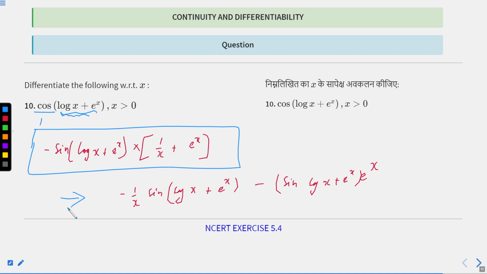So I think we have to stop here. We have discussed every question in this exercise. So that's it for now. I hope that you understood every problem, every explanation, every step we did.